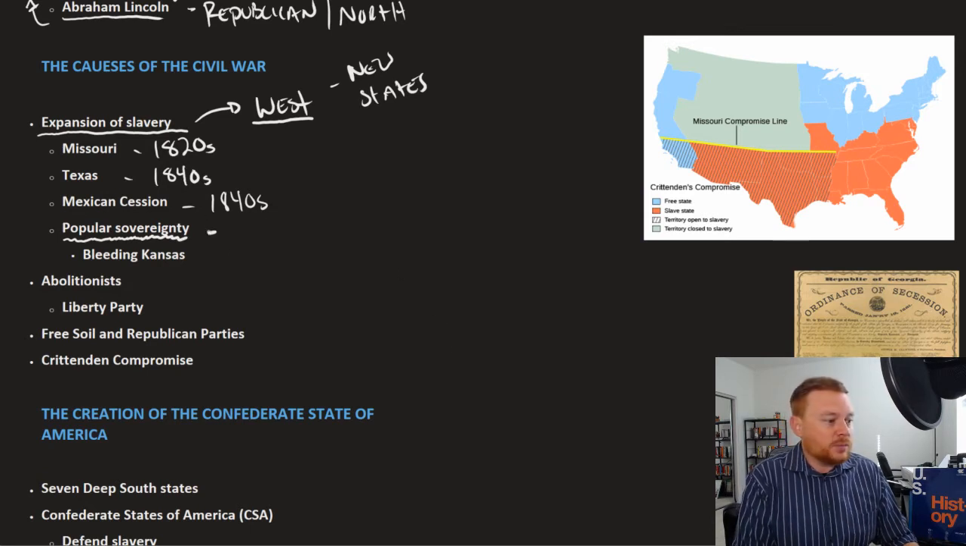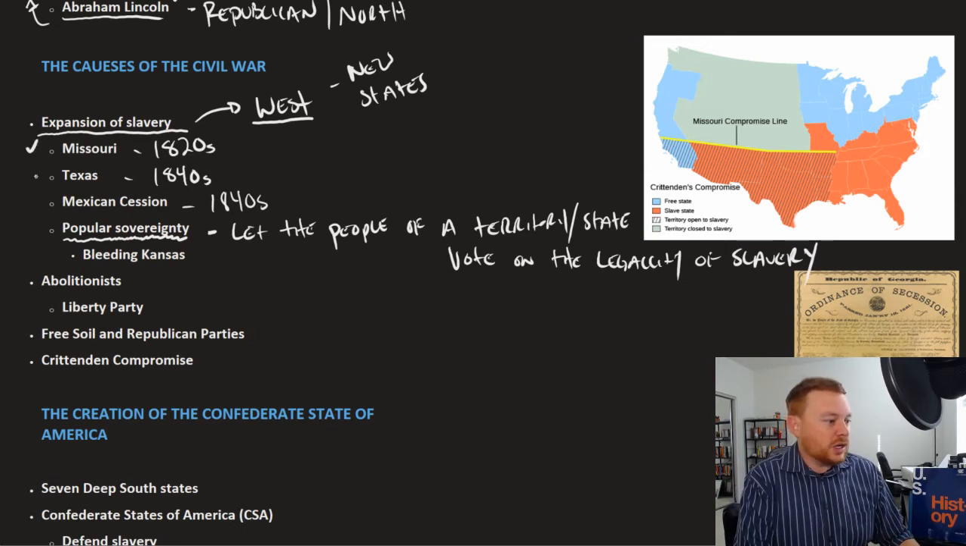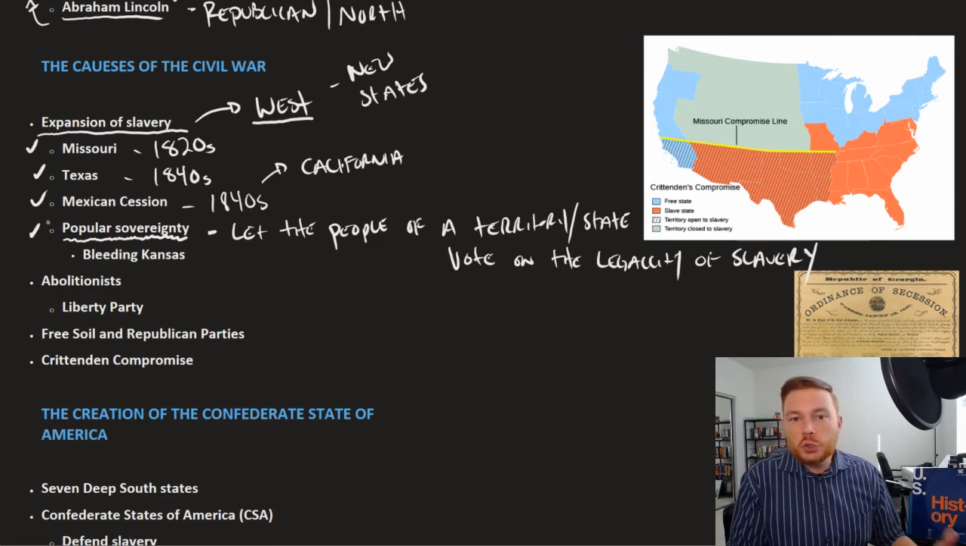That was popular sovereignty. And popular sovereignty stated, let the people of a territory or state vote on the legality of slavery. And this was a potential solution because when it came to Missouri, when it came to Texas, when it came to the Mexican Cession, which was essentially California, the free states and the slave states couldn't agree as to whether or not slavery should be legal in those territories. Popular sovereignty was the solution to that problem.